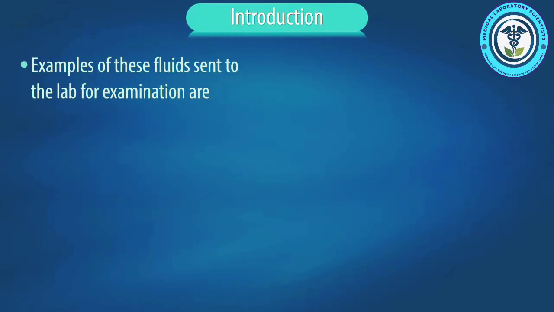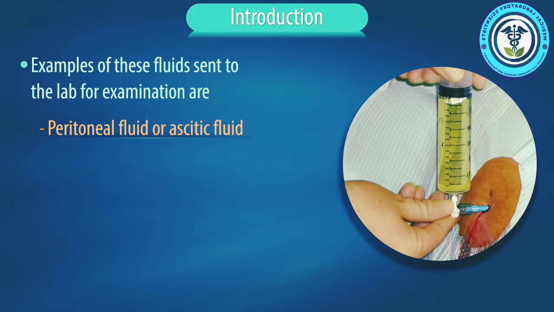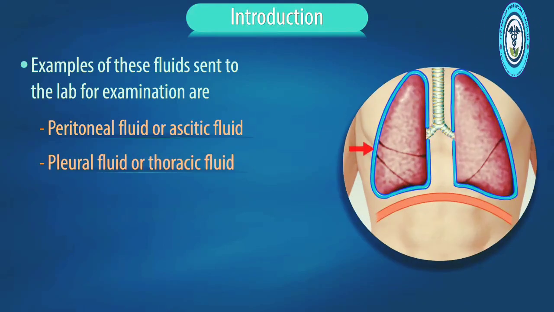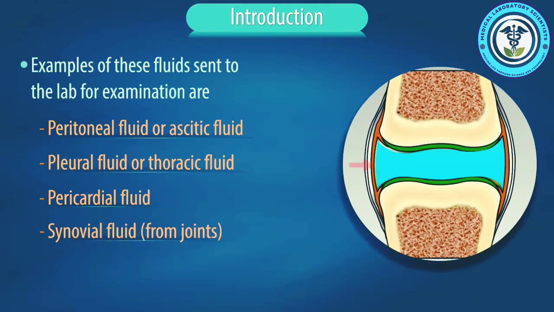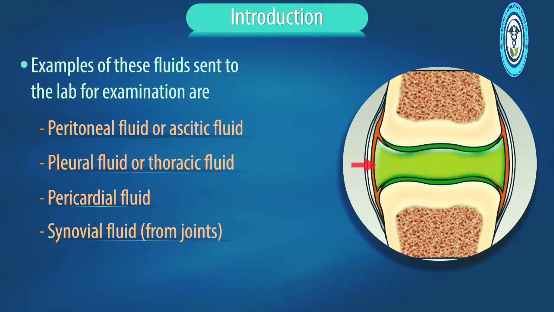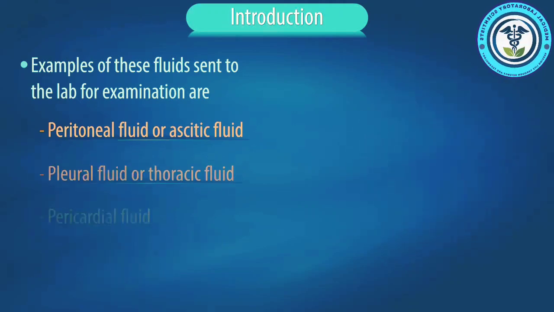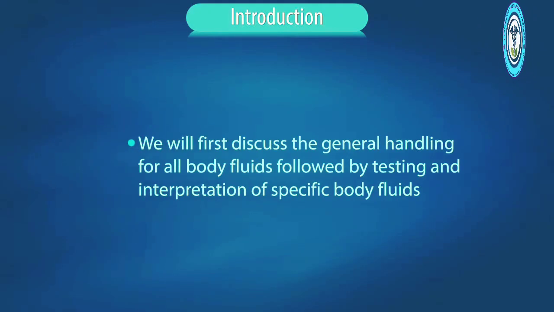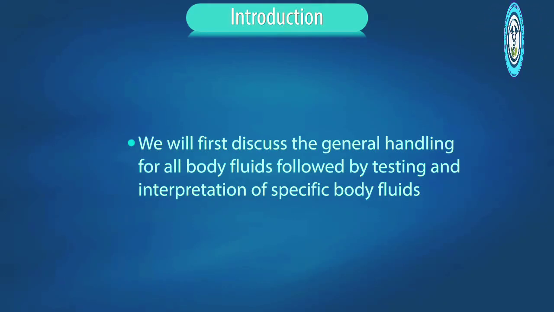Examples of these fluids sent to the lab for examination are peritoneal fluid or ascitic fluid, pleural fluid or thoracic fluid, pericardial fluid, and synovial fluid from joints. Cerebrospinal fluid. We will first discuss the general handling for all body fluids, followed by testing and interpretation of specific body fluids.